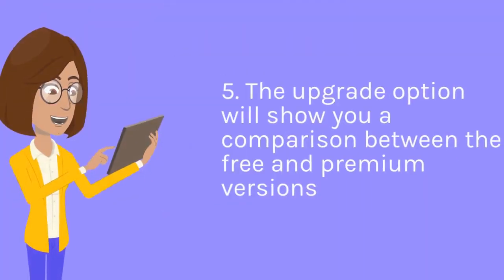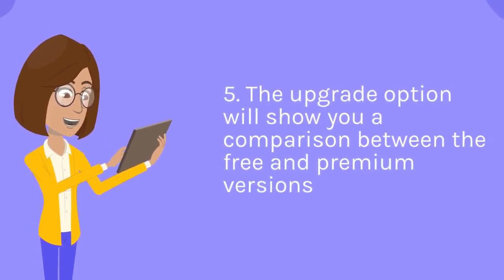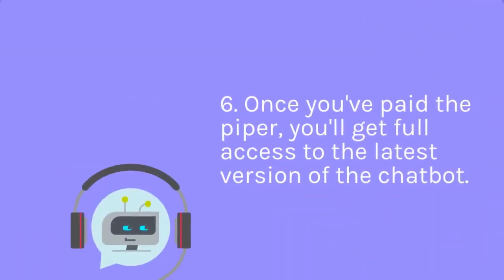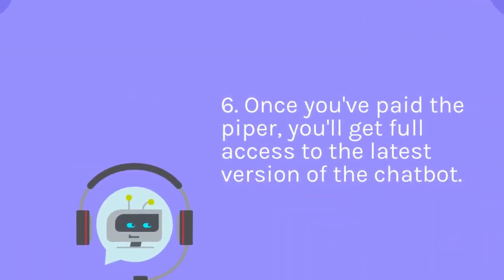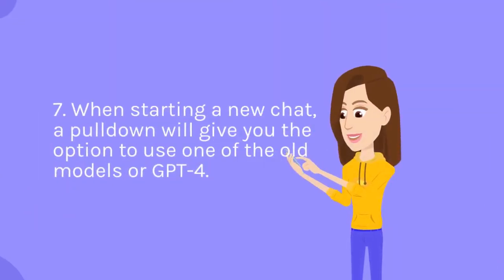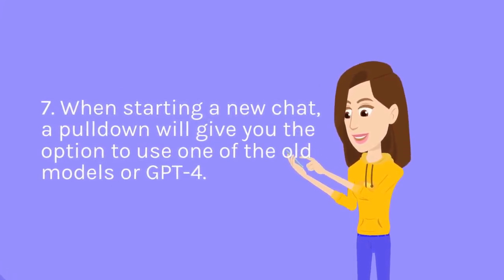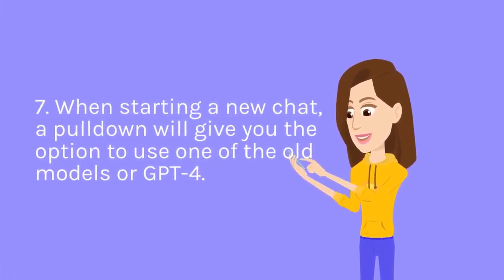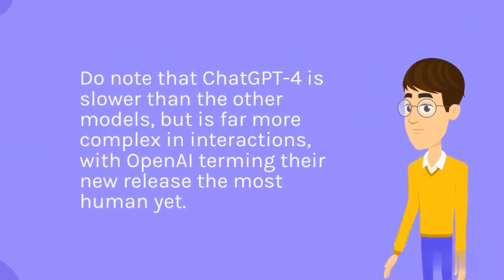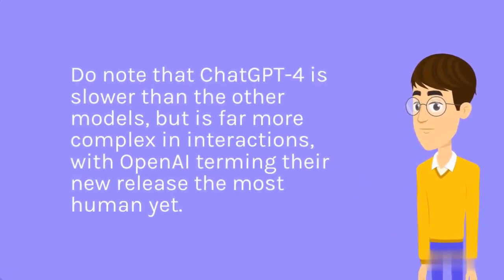5. The upgrade option will show you a comparison between the free and premium versions. 6. Once you've paid the piper, you'll get full access to the latest version of the chatbot. 7. When starting a new chat, a pull-down will give you the option to use one of the old models or GPT-4. Do note that GPT-4 is slower than the other models, but is far more complex in interactions, with OpenAI terming their new release the most human yet.